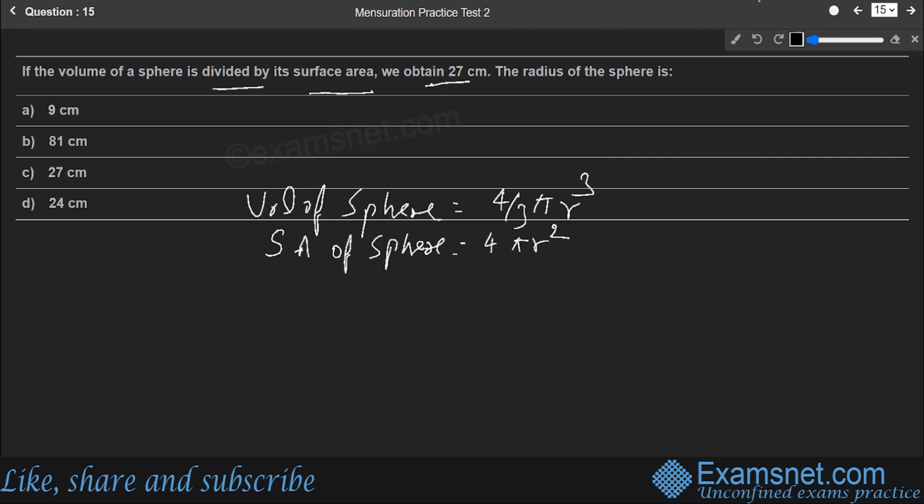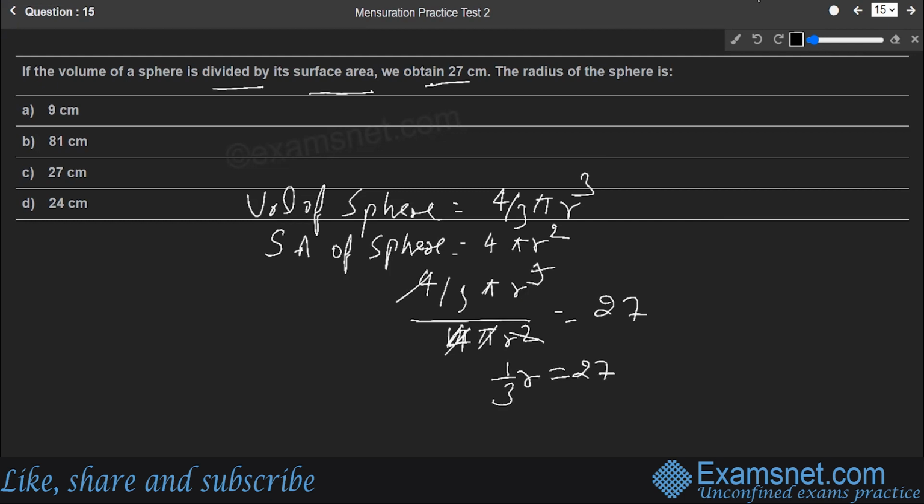Now, he has given this ratio to be 27. So let us put it down. 4 by 3 pi r cube divided by 4 pi r square has to be 27. So we can cut down certain things. 4 gets cancelled, pi gets cancelled, and 2 powers of r get cancelled, so only 1 power of r will be left out. So we are ultimately left with 1 by 3 r is equal to 27, which gives us the value of r. r value is nothing but 27 into 3, that is 81. So that is the radius value. 81 centimeter becomes the right answer.